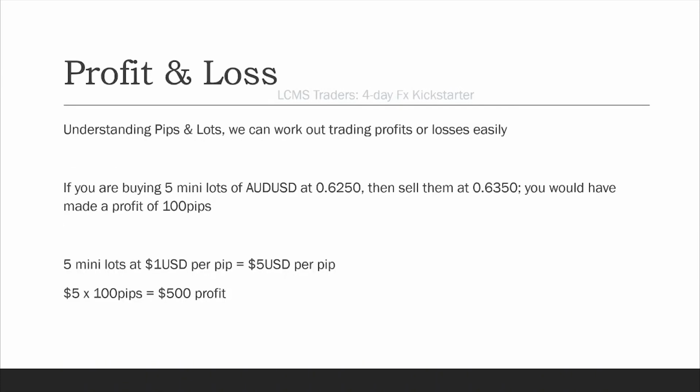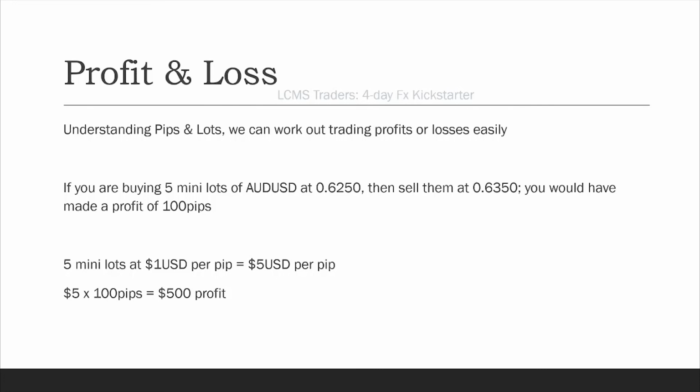So with profit and losses, by understanding pips and lots, you can work out your profits and losses relatively easily. For this example here, if you're buying 5 mini lots of Aussie US dollar at 0.6250 and you sell them at 0.6350, you would have made 100 pips.